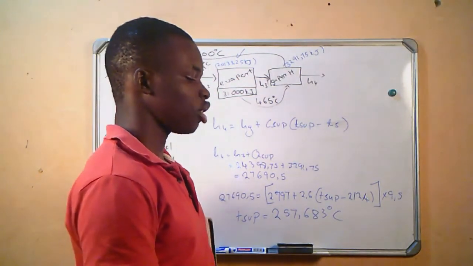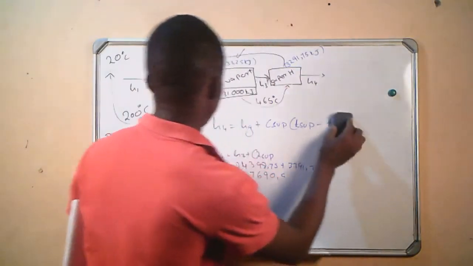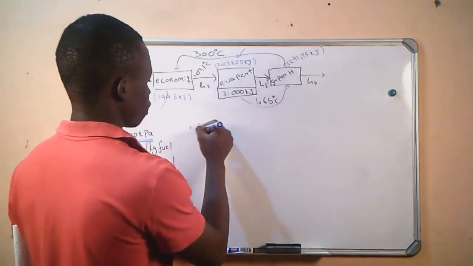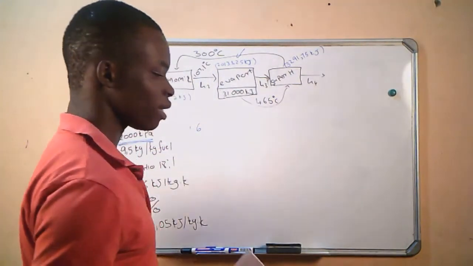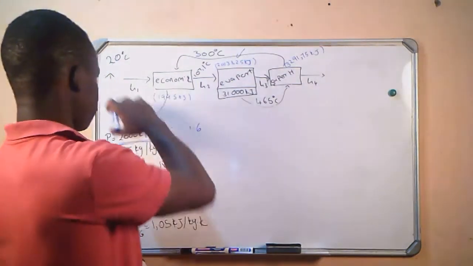And then we do the last question, where they say percentage of heat lost through the chimney and the percentage heat lost unaccounted for. Let's erase this. 1.6. They want the percentage of heat lost through the chimney.